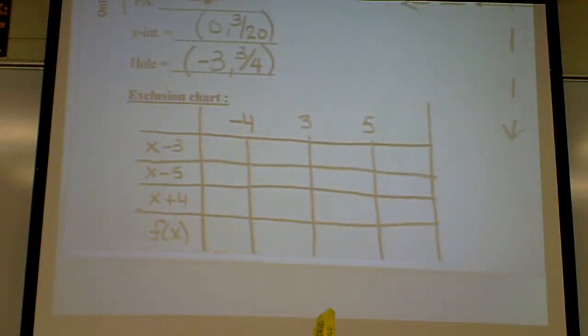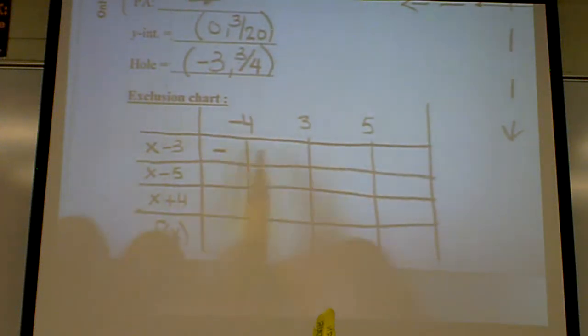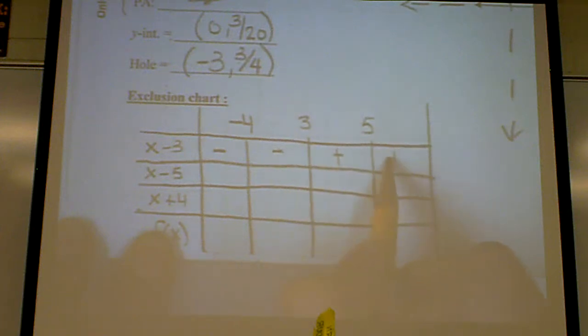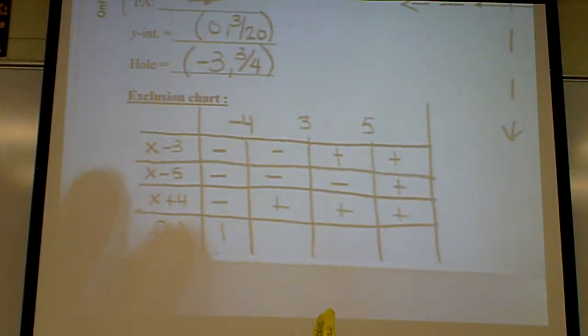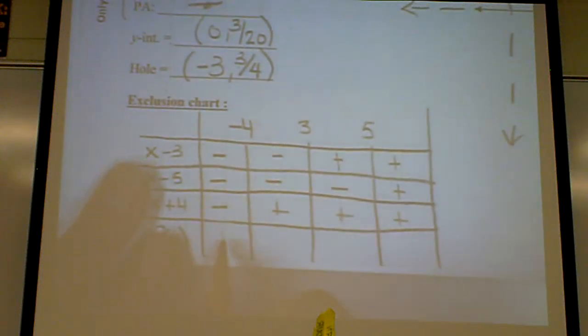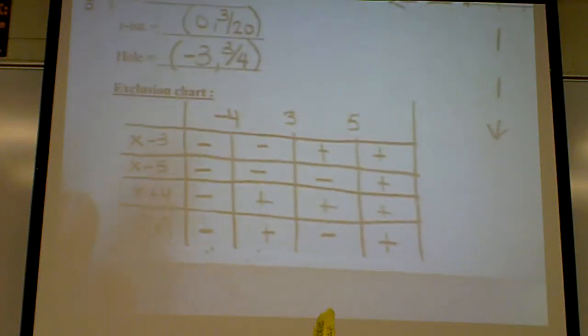So let's fill this in. X minus 3, so everything to the left of 3 is negative. X minus 5, everything to the left of 5 is negative. And x plus 4, everything to the left of -4 is negative. So 3 negatives, that is negative. 2 is positive, 1 is negative, and these are all positive.